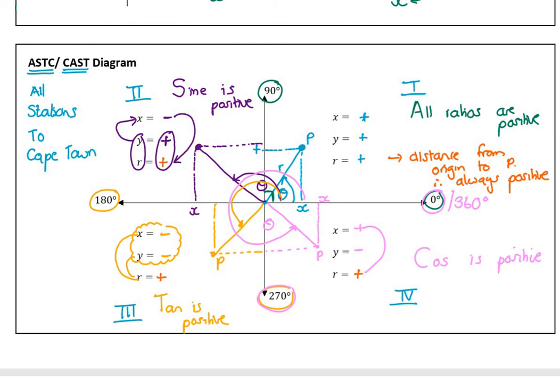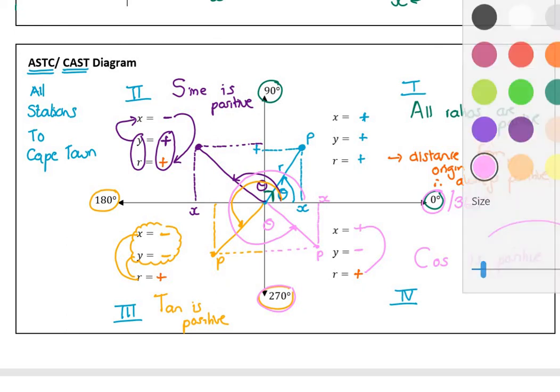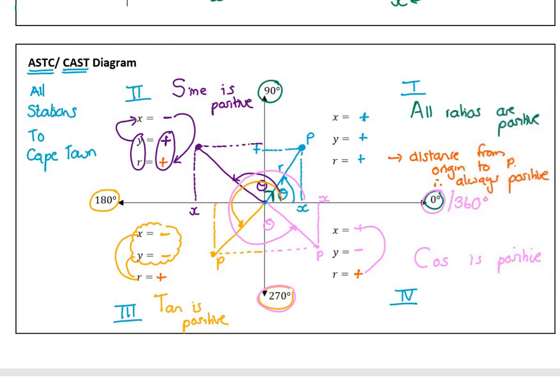Now, all of this explanation that I've been giving you boils down to one thing. It boils down to the fact that in quadrant 1, all the ratios are positive. In quadrant 2, only the sine ratio is positive. In quadrant 3, only the tan ratio is positive. And in quadrant 4, only the cos ratio is positive. So this is where CAST comes from, because we say C-A-S-T.